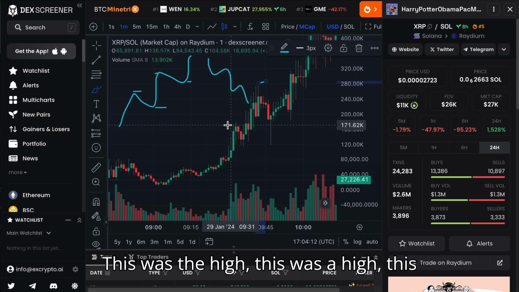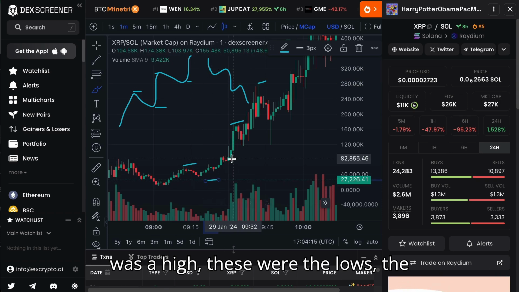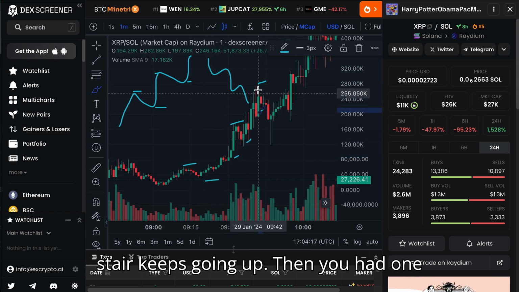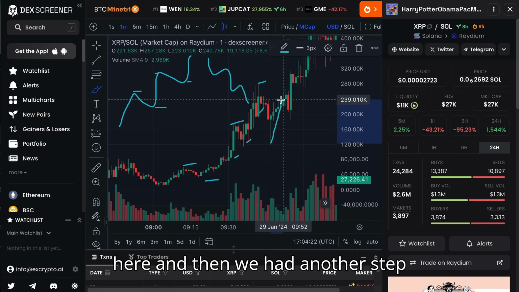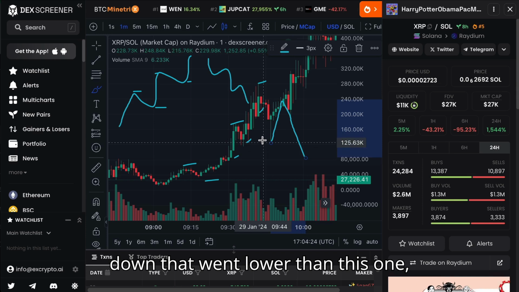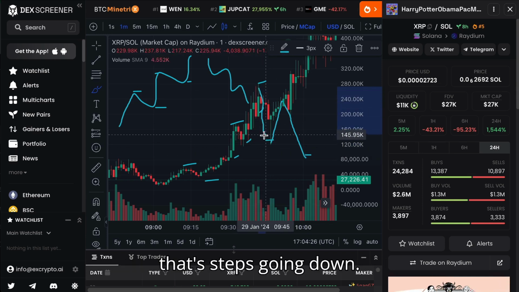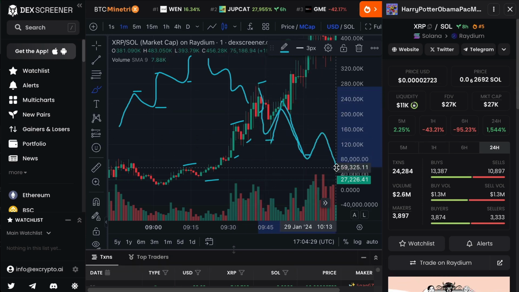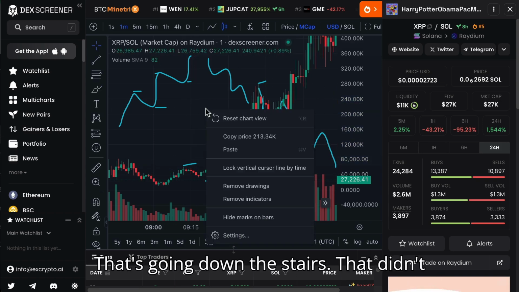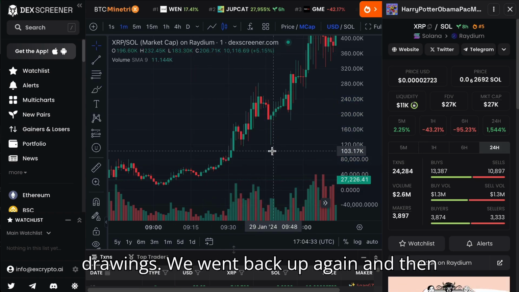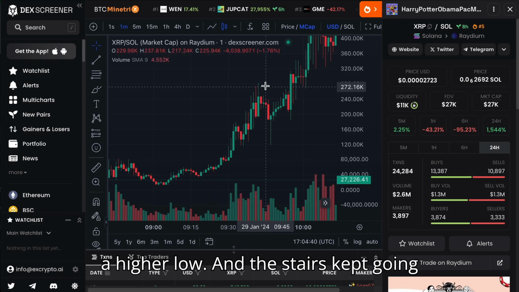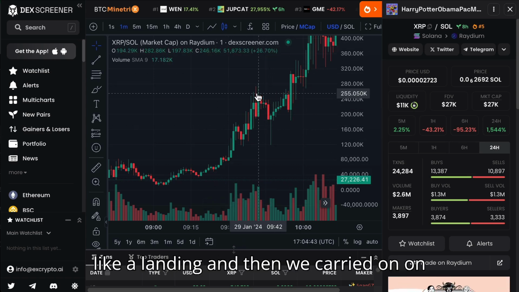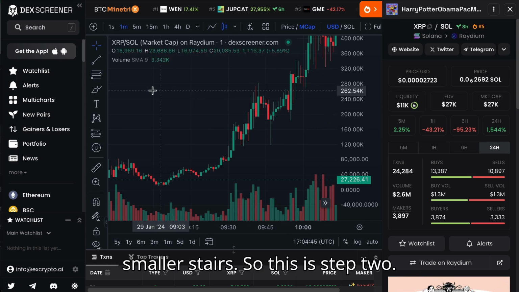This was the high, this was a high, this was a high, these were the lows, the stair keeps going up. Then you had one step down, and now if we got to here, and then we had another step down that went lower than this one, that's steps going down. That's going down the stairs. That didn't happen that time. So let's remove the drawings. We went back up again, and then we had a higher high, a higher low. And the stairs kept going up. It's just that this stair was more like a landing, and then we carried on with smaller stairs.